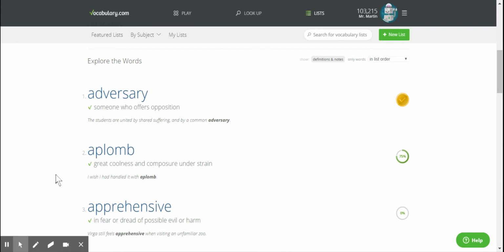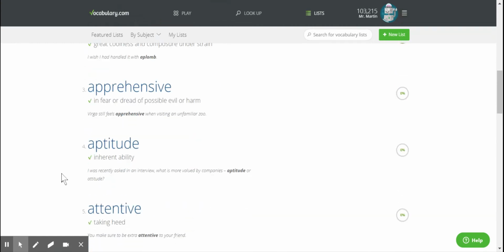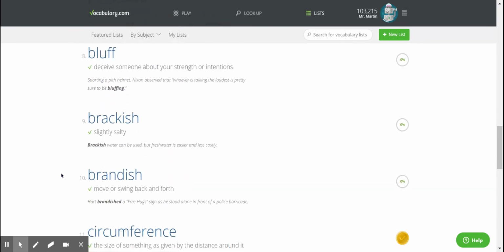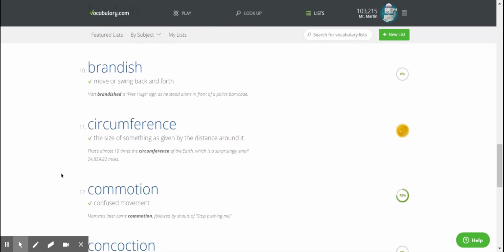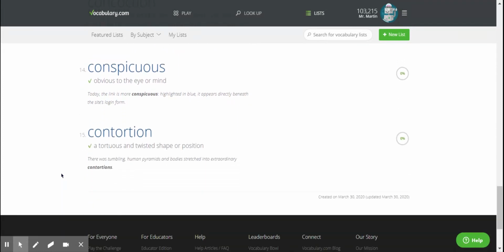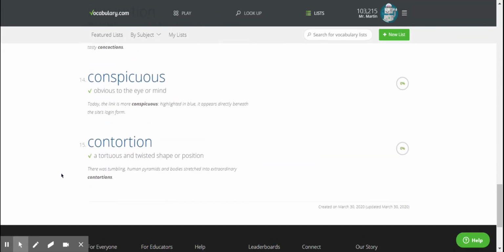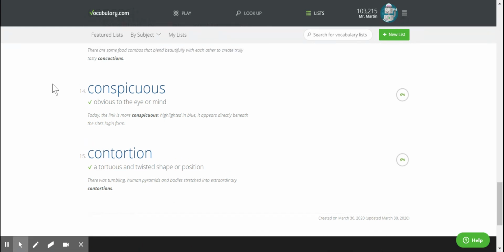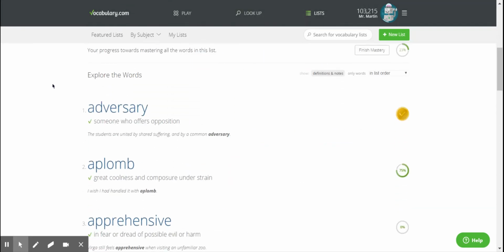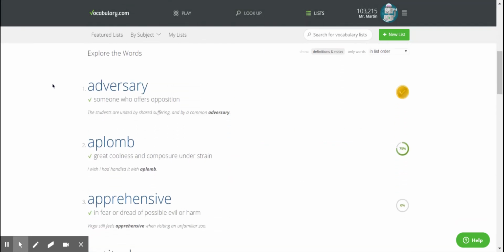And then here are the 15 words on the list: adversary, aplomb, apprehensive, aptitude, attentive, banish, barricade, bluff, brackish, brandish, circumference, commotion, concoction, conspicuous, and contortion. So on our list of 1 through 100 that we've been working on, this is the A's, the B's, and probably part of the C's here. I don't think that's the end of the C's, although it might be. So 15 words, those are the ones that you are going to practice this week.